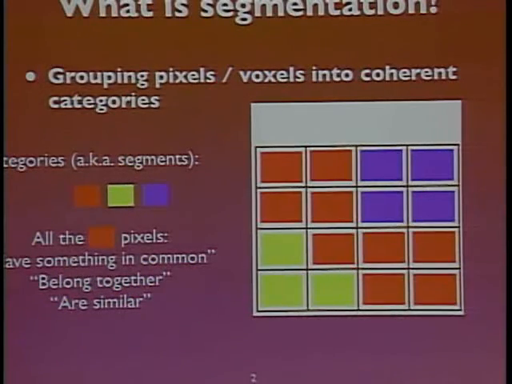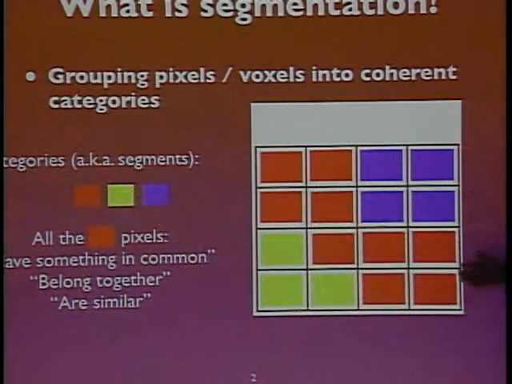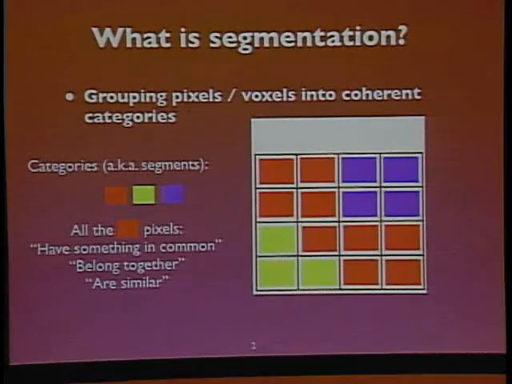Image segmentation is, generally speaking, the process of starting with an image, here a 4x4, some very overly simplified image, and grouping all of the pixels into coherent categories.